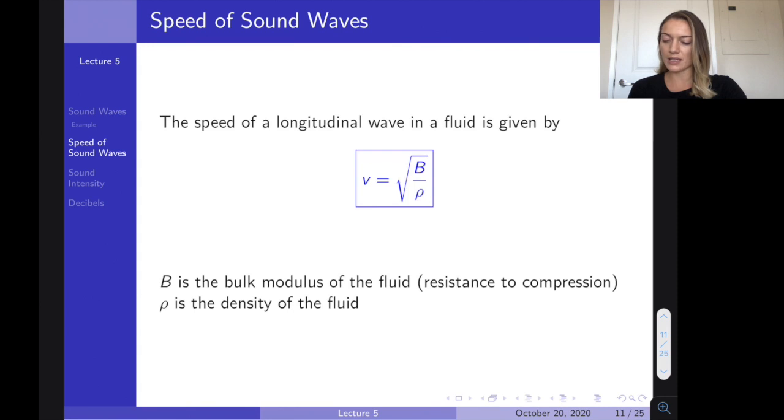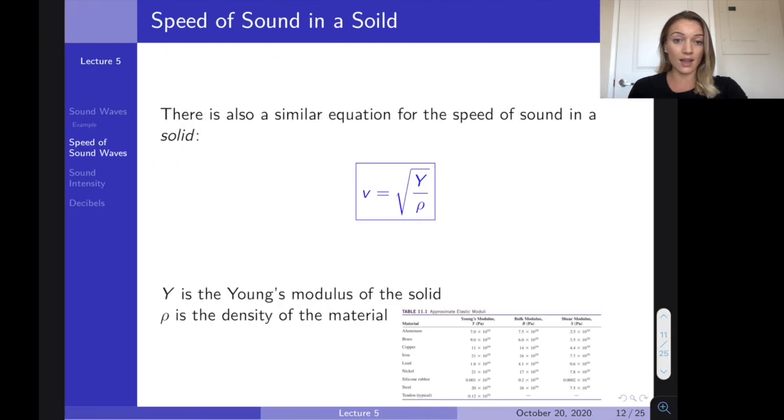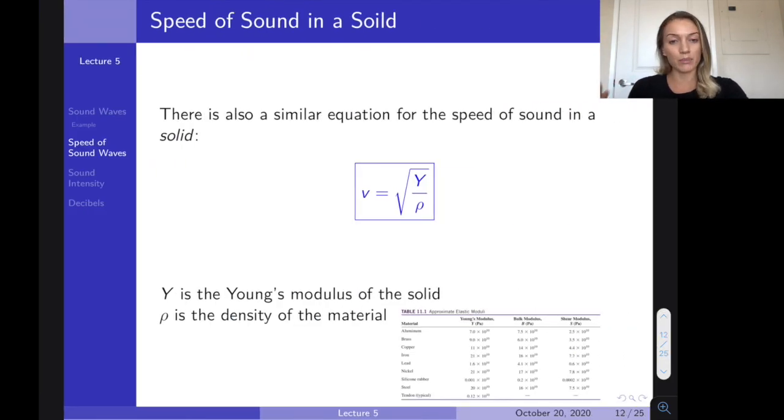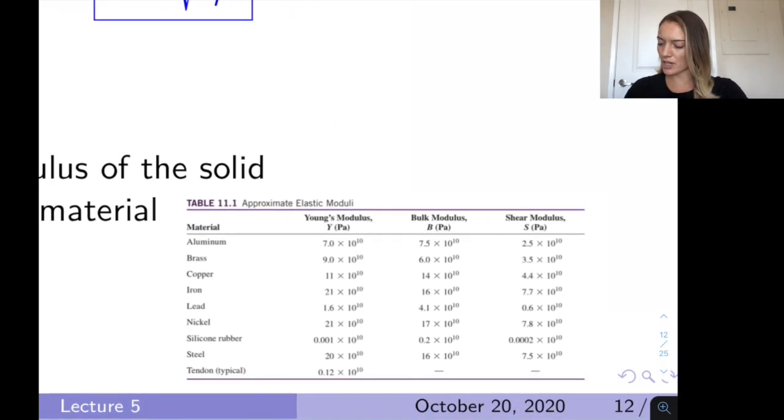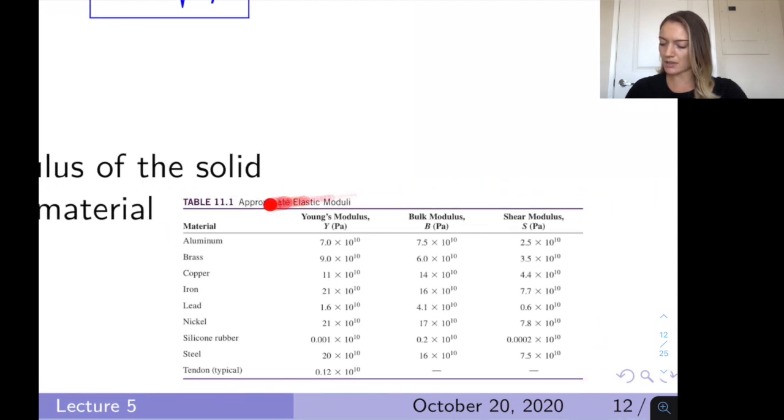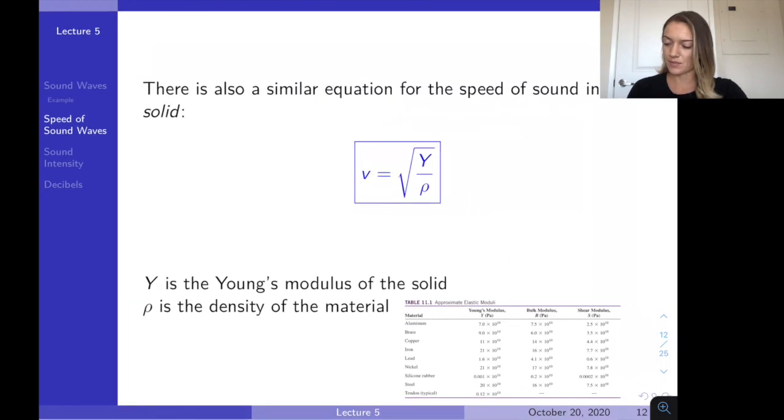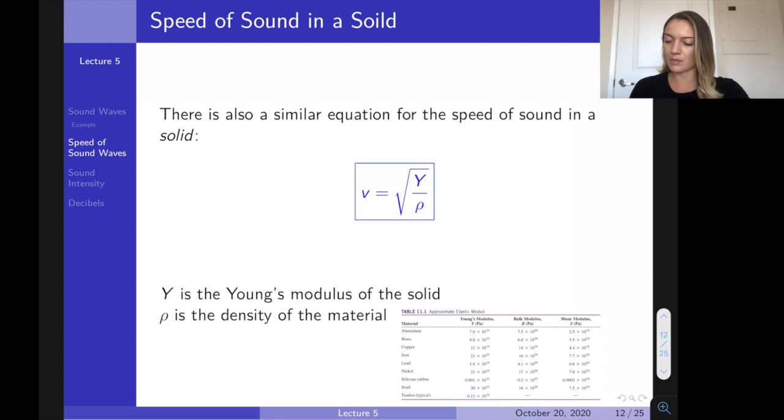And now we also have a similar formula for the speed of a longitudinal wave in a solid. And that's given by this, where now instead of the bulk modulus B, we have what's called the Young's modulus. It's kind of the same as the bulk modulus, but for solids. If you did chapter 11, you learned that. If not, you don't really need it too much. Just look it up in a chart, and that's all you need to know. So I put the chart down here so you could see, this is table 11.1 in the book. If you have a homework problem that needs either B or Y, you can just look it up in this table right here. So this is the corresponding equation for a solid.